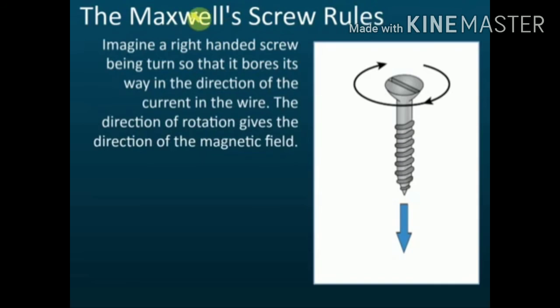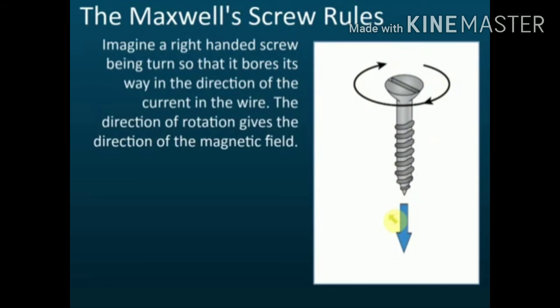Then for the Maxwell screw rule, you just imagine that you have a screw. The sharp end of the screw shows the directions of the current. Then imagine that if you want to tighten a screw with a screwdriver, we always turn clockwise, and that is the directions of the field. So this points to the directions of the current, and we turn clockwise, as we always do to tighten a screw. That is the directions of the field.